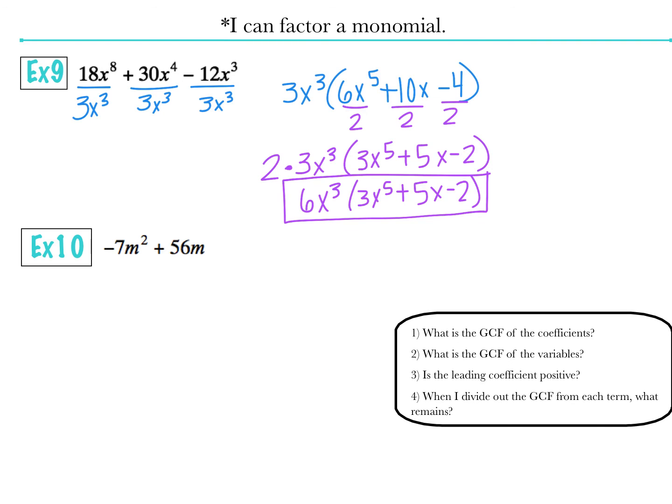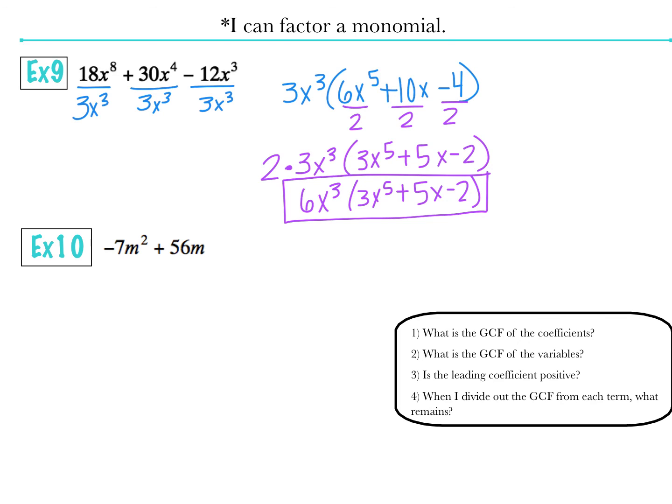All right, so on example 9, I want to show you what some of you might be doing because I did this at first, and I want to show you how you can fix it. So when I looked at it, the largest GCF that I noticed immediately was 3. So I took a 3x to the third out, and when I took that out, I was left with 6x to the fifth plus 10x minus 4. Well, what I noticed is that those still have a GCF. So that told me I didn't take out the largest number before.